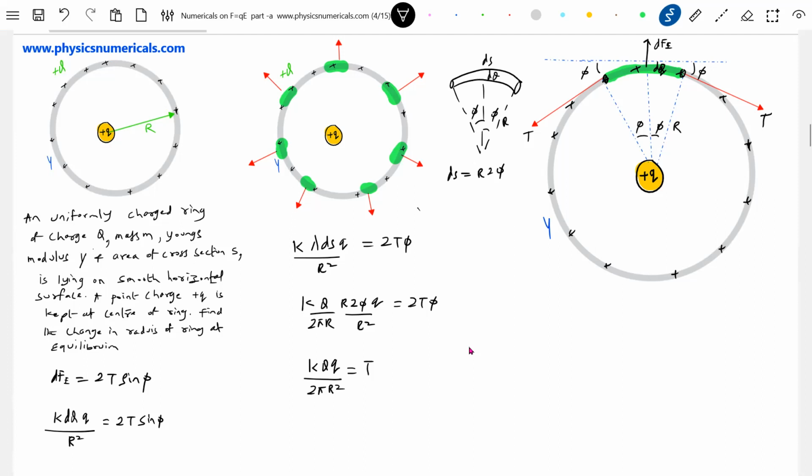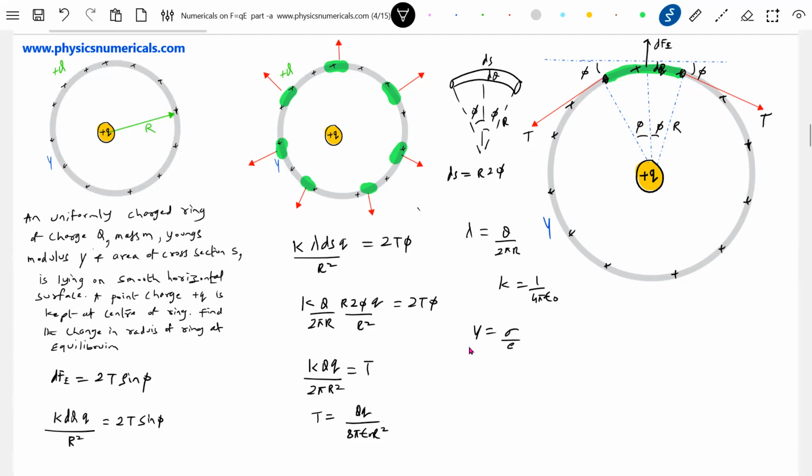What is lambda? Lambda is the linear charge density. We define it as total charge by circumference length. What is k? K is 1 by 4 pi epsilon naught. Okay, the 2 phi and this 2 phi will get eliminated. One r gets eliminated, so 2 pi r square will end up here. So the expression for tension will be Qq by 8 pi squared epsilon naught r square.